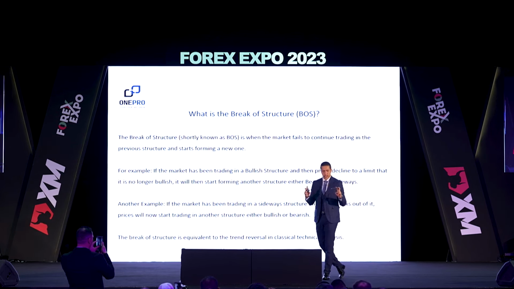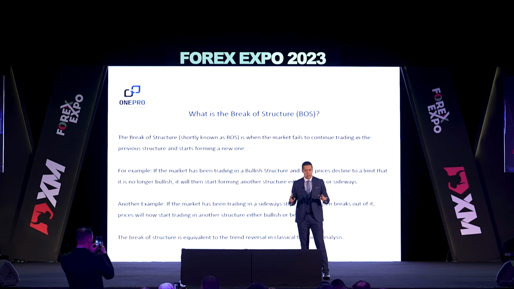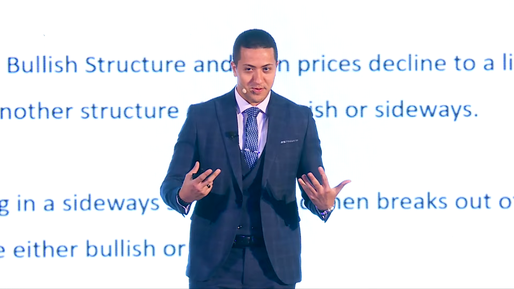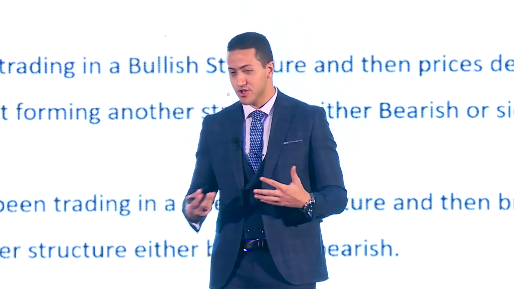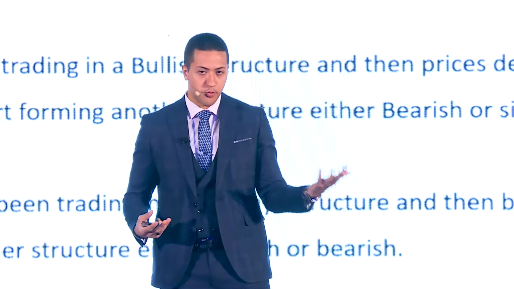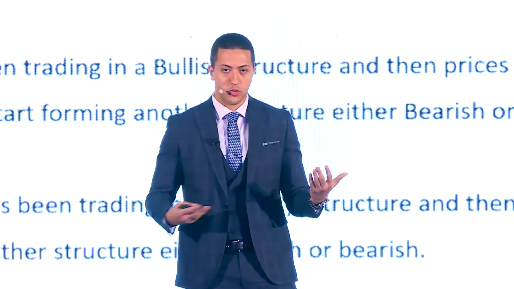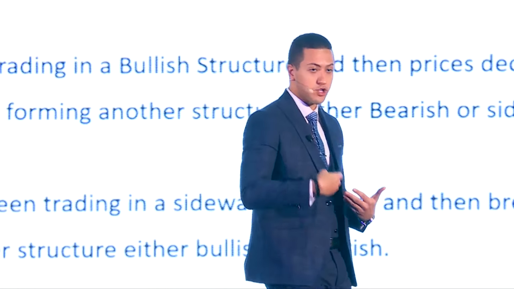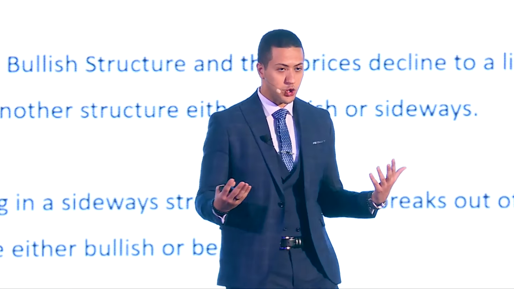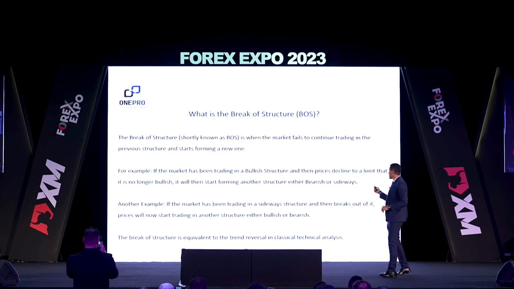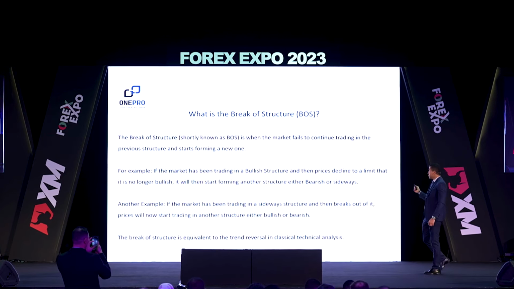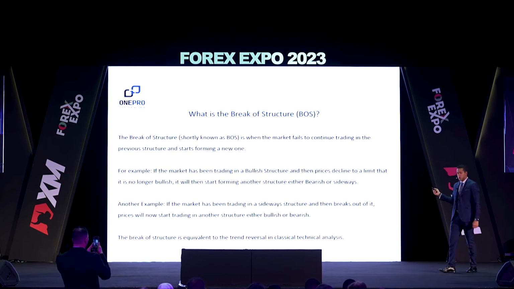So the BOS, or the break of structure, is basically when the market gets fed up and says it's enough of this current market structure, let's do something else. So from bullish to bearish, from sideways to bullish, from bearish to bullish or to sideways, and so on. This is the break of structure. It's basically when the market fails to continue trading in the previous structure and starts forming a new one.